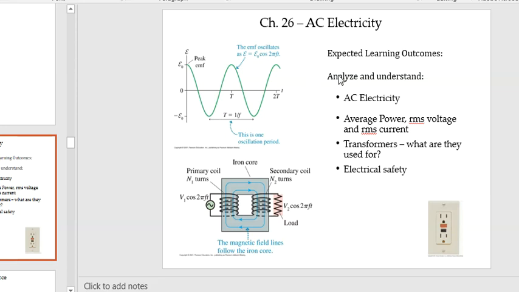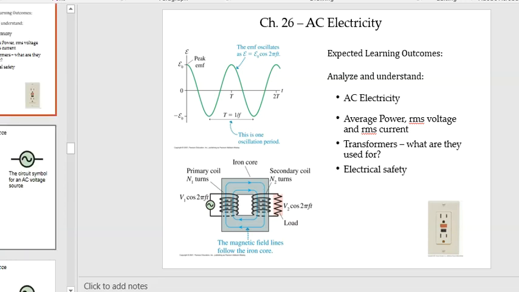So AC means alternating current, and we're going to talk about how we actually quantify it if it's moving. Basically, the electrons are going one way and then the other way and then one way and then the other way. So there's an alternating that's actually happening. We're also going to talk about transformers and figure out what they are good for. How do we actually make calculations to figure out how they can make the voltage become higher or lower? And then we'll conclude with a little bit of electrical safety.